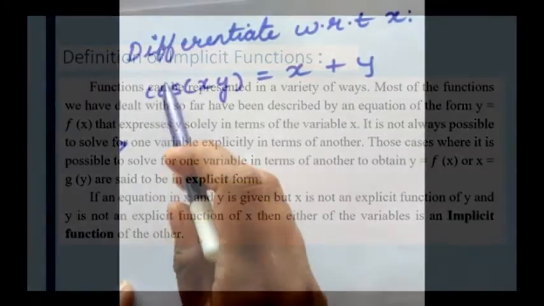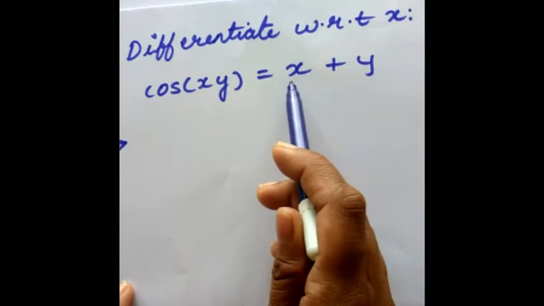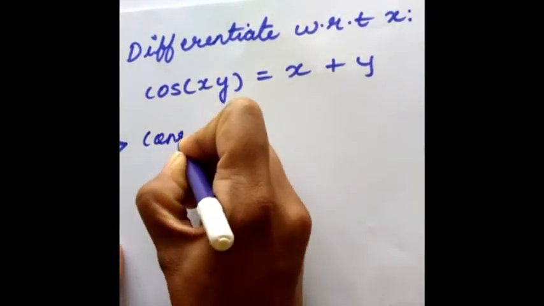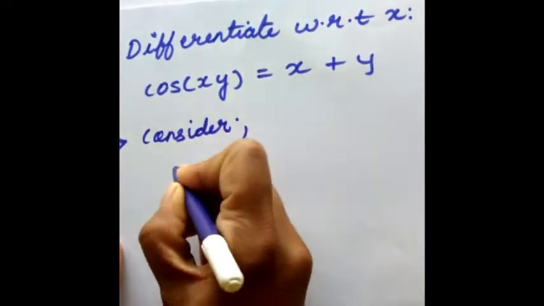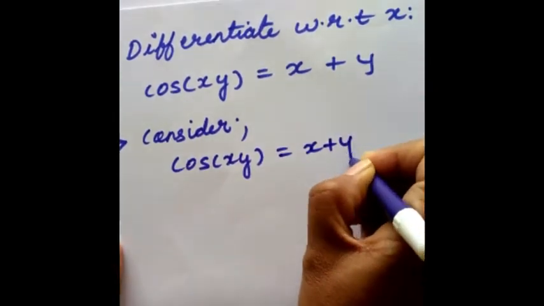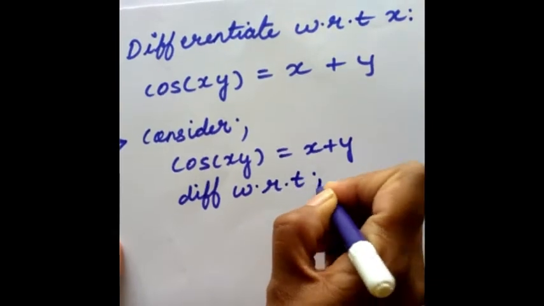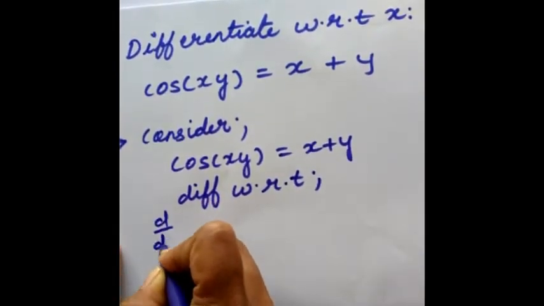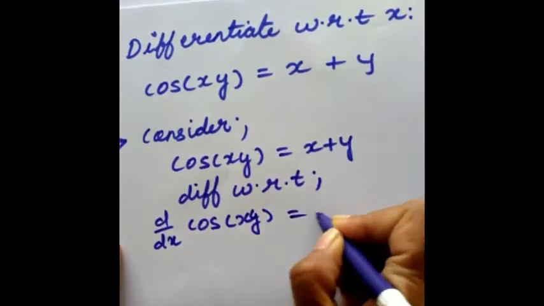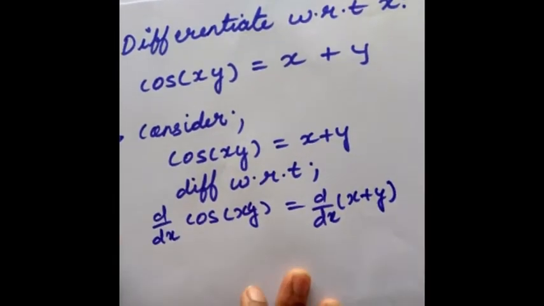Now let's see the example. Differentiate with respect to x: cos of xy equal to x plus y. So we'll consider the equation cos of xy equal to x plus y. We will differentiate with respect to x. So d/dx of cos of xy equals d/dx of x plus y. I can write it like this.